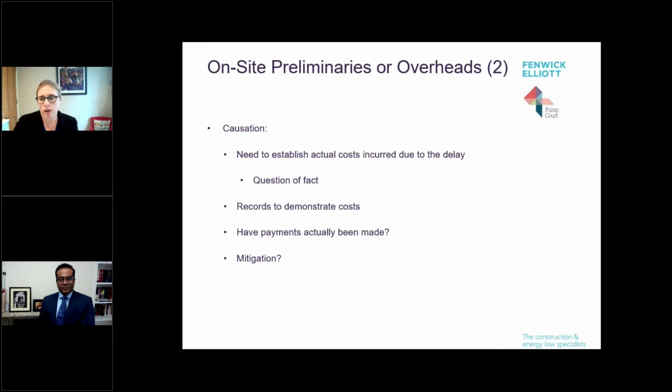Again, causation, you need to establish your actual costs. Question of fact, you need the records. Have payments been made? And think about mitigation. You need to show that you've done everything you could do to reduce those costs.